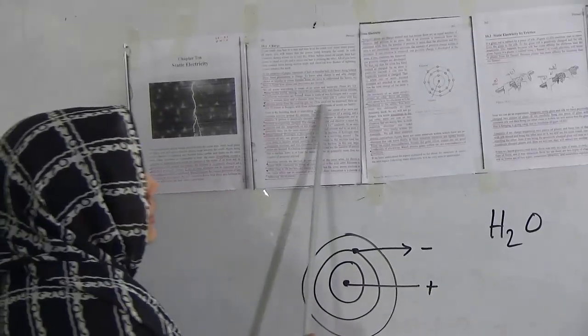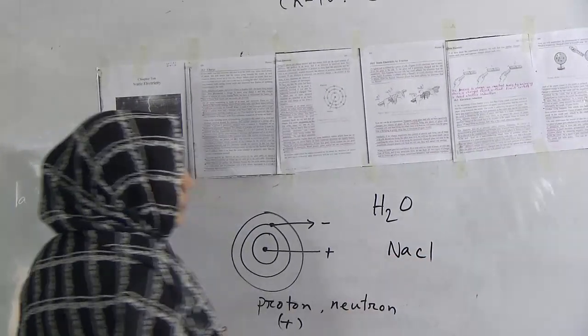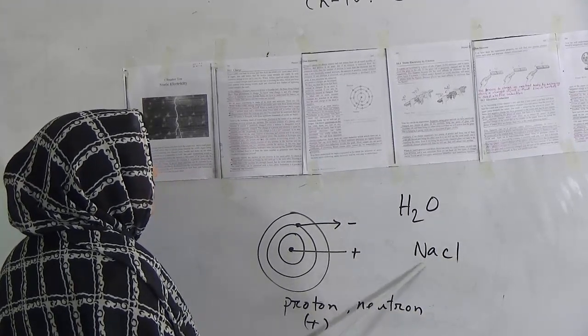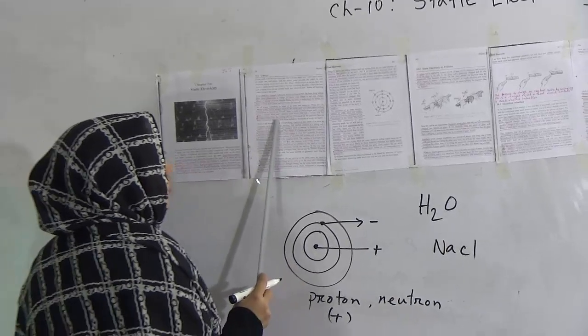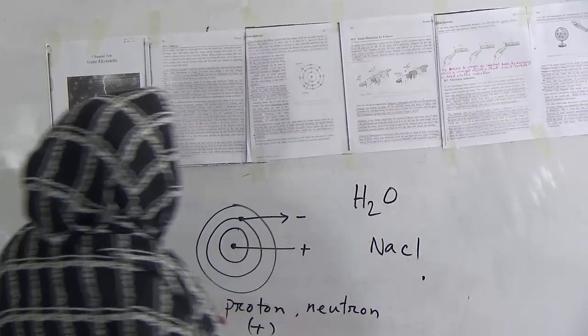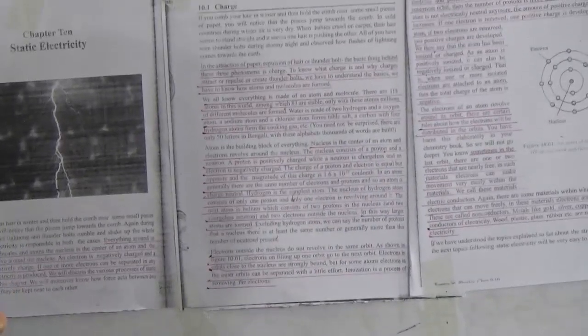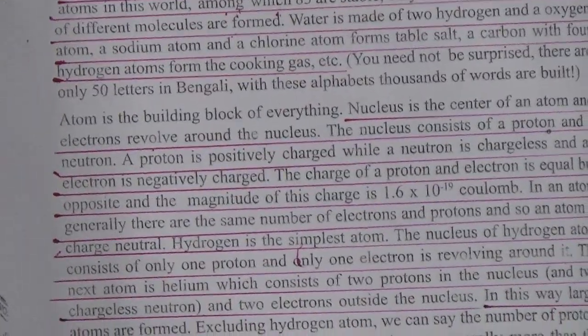Okay, and 1 sodium atom and 1 chlorine atom form table salt, that is sodium chloride, NaCl. And a carbon with 4 hydrogen atoms forms the cooking gas, that is methane gas, CH4. Okay, now my dear students, the nucleus is the center of the atom. We said that the nucleus is the center of the atom and electrons revolve around the nucleus.